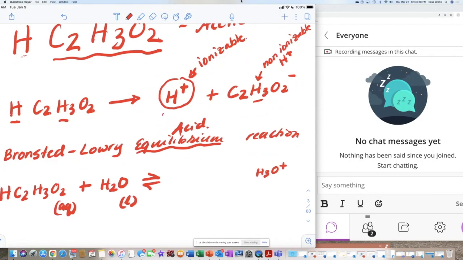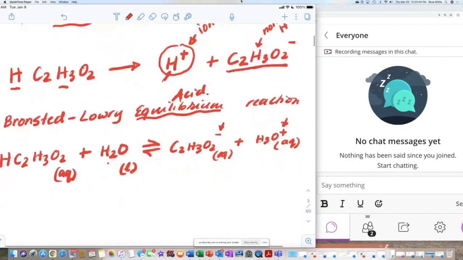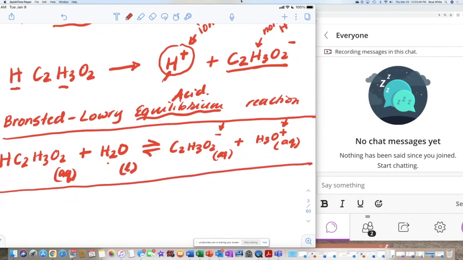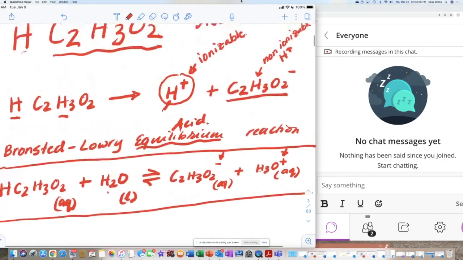H3O plus. The H that got released combines with the water to form H3O plus, aqueous. And then this other ion remains here, C2H3O2 minus, also aqueous. Remember, we put the subscript aqueous for ions that are in water, because you have the charge and this is in water. So this right here will be my equilibrium reaction for acetic acid, a weak acid. Okay, now I've done a quick recap. Let's go ahead and start this chapter.